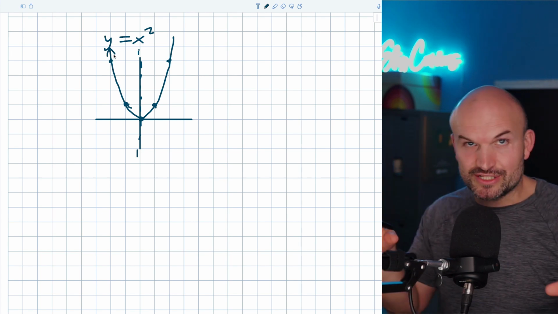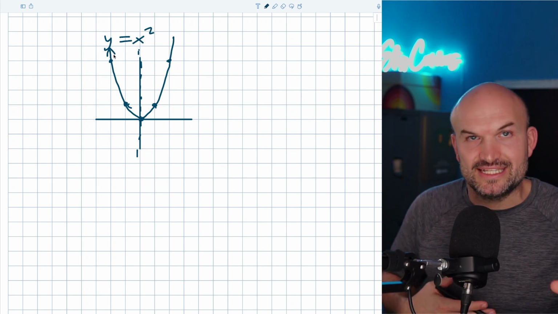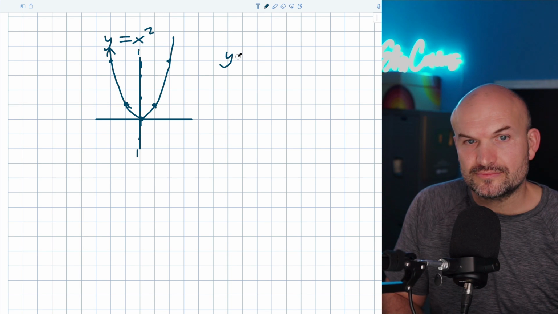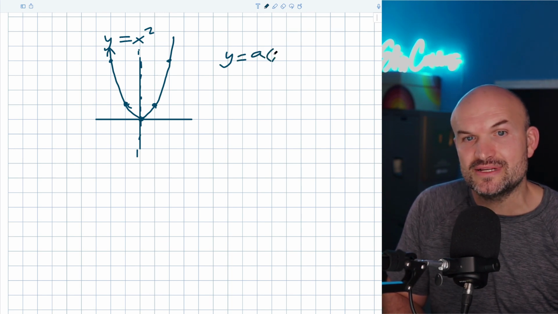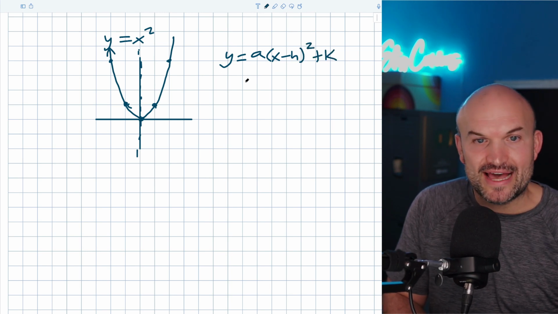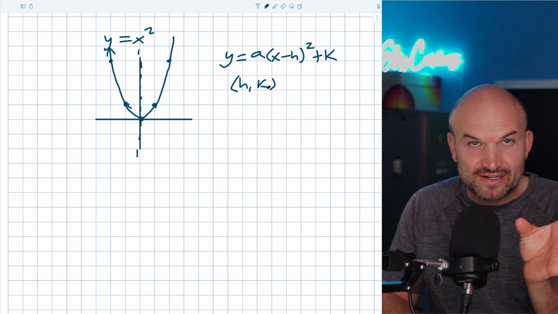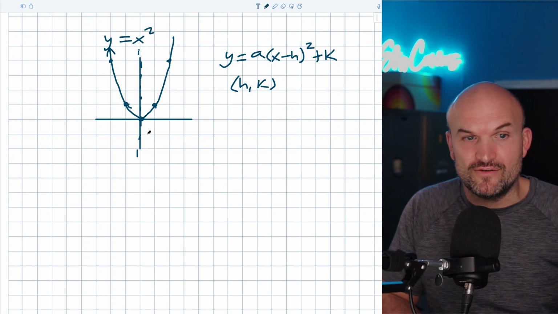Now, we're not going to be dealing with this graph, and I don't really want to focus on creating a table of values. Hopefully you recognize these values and you're like, okay, I'm good there. What we're going to focus on is using our transformations. Specifically, y is equal to a times (x minus h) quantity squared plus k. All right. And that is going to be where h comma k is our vertex. So if we have an h and a k, that's now going to be either the lowest point or the highest point of our graph.